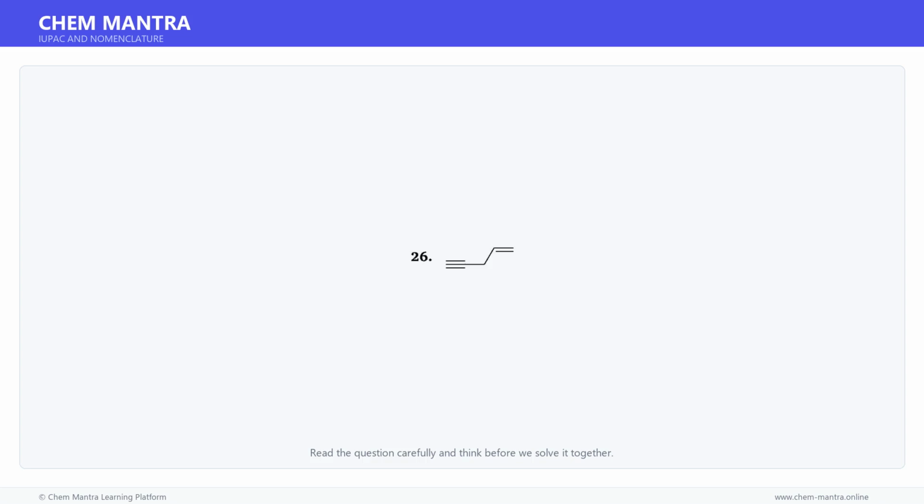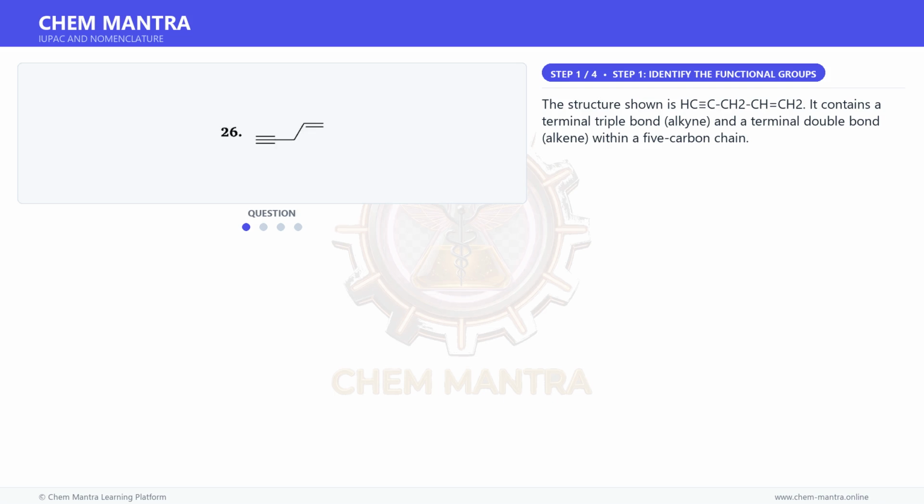Here is a question. Read it carefully and think about the answer. Let us solve it step by step. Let us begin solving this step by step. The structure shown is HC≡C-CH2-CH=CH2. It contains a terminal triple bond, alkyne, and a terminal double bond, alkene, within a 5-carbon chain.